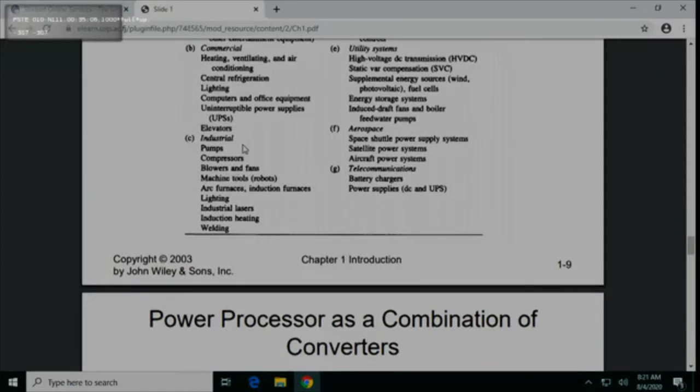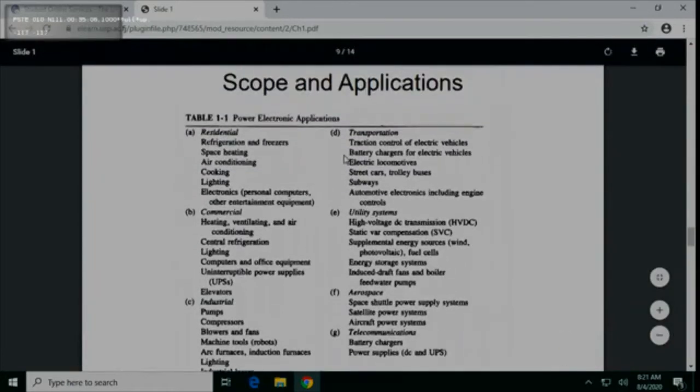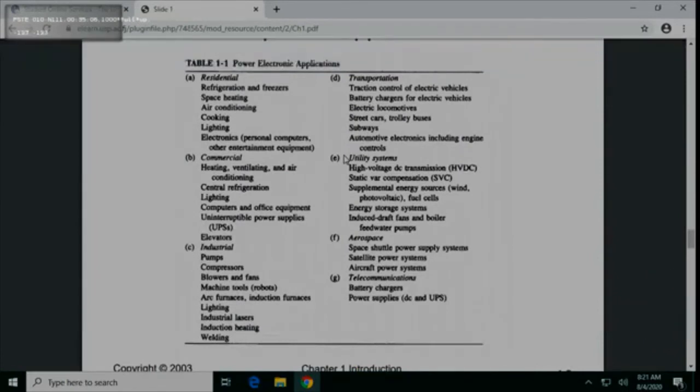Industrial: pumps, compressors, blowers and fans, machine tools, arc furnaces, induction furnaces, lighting, industrial lasers, induction heating, welding, so many things. You can become a technician after this. Go repair all these things.